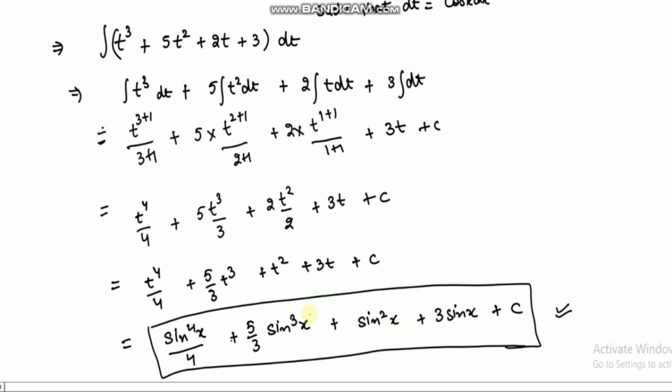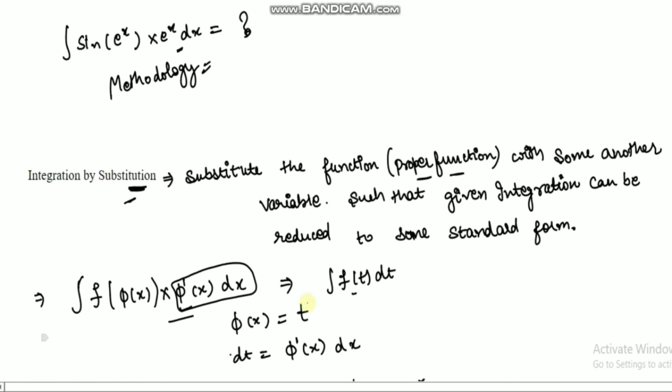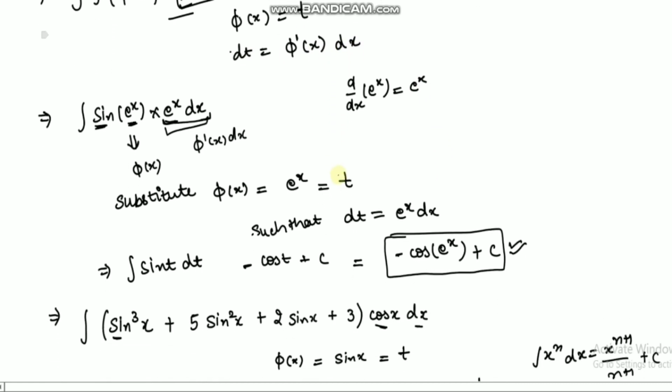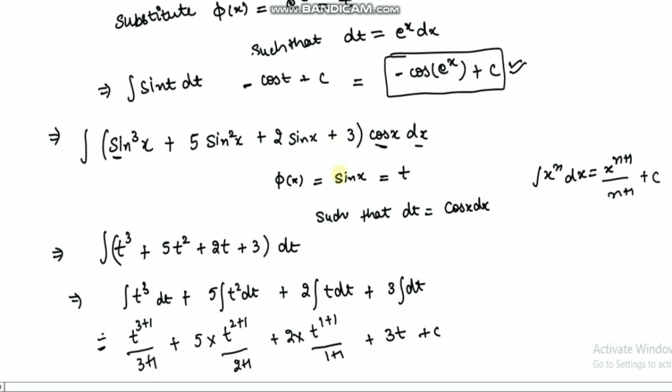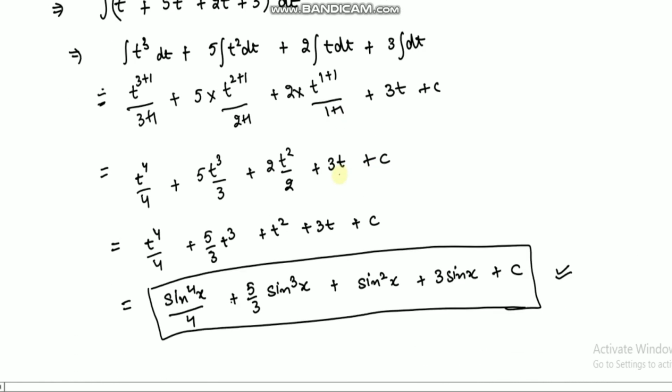Simple. You can see that by using this method of substitution, which says substitute the value of phi of x such that our integration can be reduced to a simple form, we can have our integration results, which can be derived simply by following the rule of substitution.